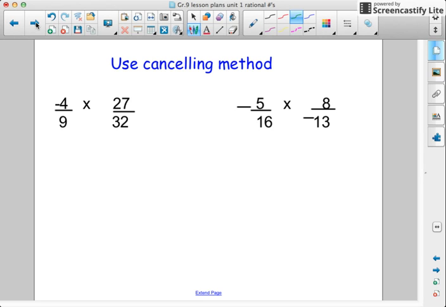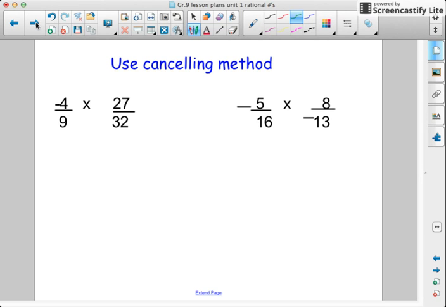Now we're going to go over the canceling method because this can make multiplication much easier. Basically, like when you have equivalent fractions, you divide the top and the bottom by the same number and it simplifies the fraction. You can do the same thing with multiplication, only usually we do cross canceling. So we still divide the top and the bottom by the same number. So in this case, negative 4 over 9 times 27 over 32.